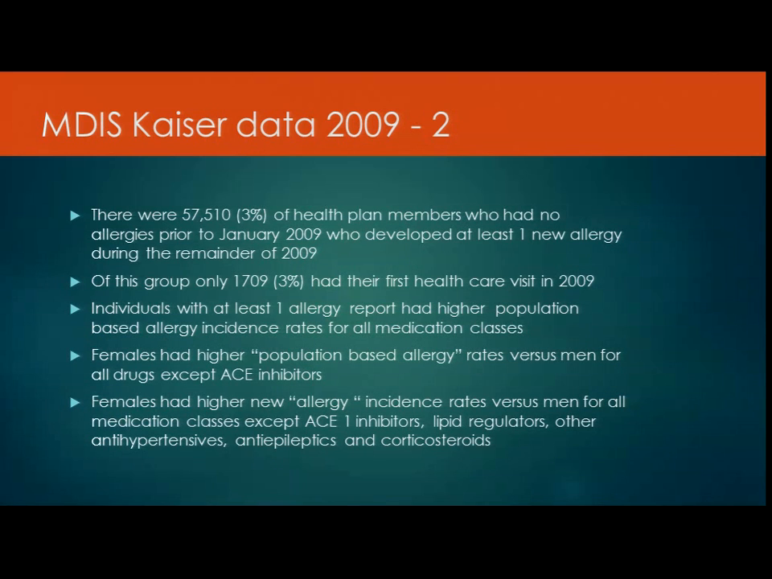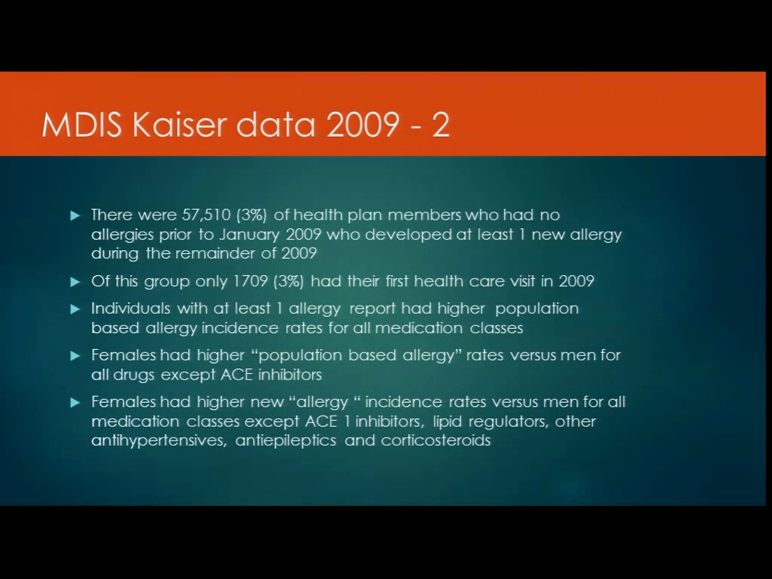So there were 57,000 people who had no drug allergies prior to joining Kaiser who developed at least one new allergy during the remainder of that year. Of that group, 1,700 had their first healthcare visit that year, mostly because of their allergic reaction. And then the people who had one allergy report had higher population incidence rates for all other medication classes that they're utilizing. And this is another one of the characteristics of this group.